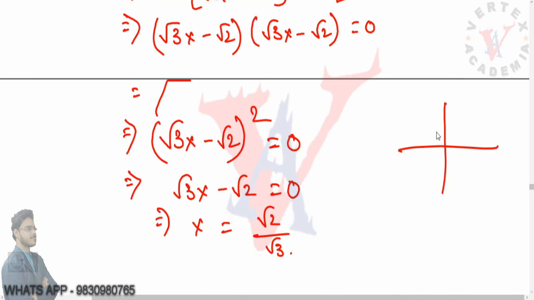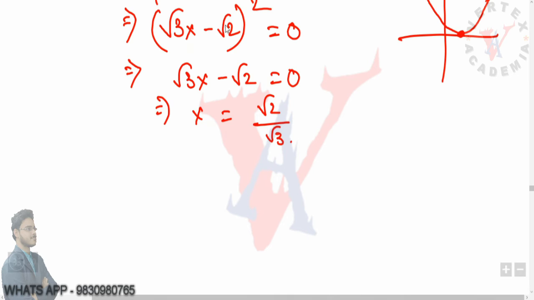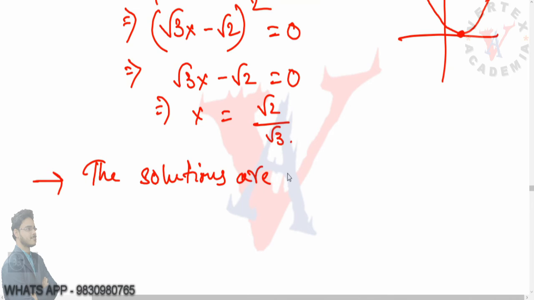So basically if we plot the graph, we can see the graph is something like this. It basically touches, so it has one solution, but while writing the solution, you have to write that it has 2 solutions since it is a quadratic equation. So the general method to write the solution is x equals root 2 by root 3, comma, root 2 by root 3.